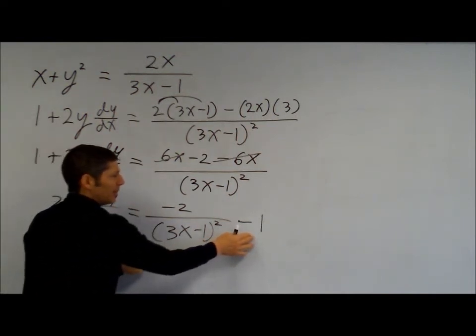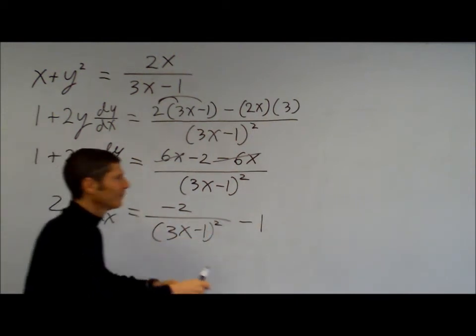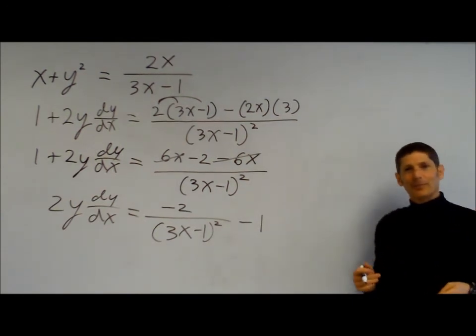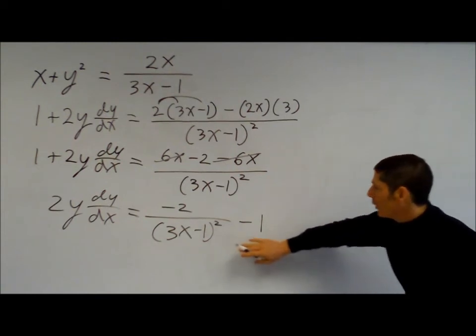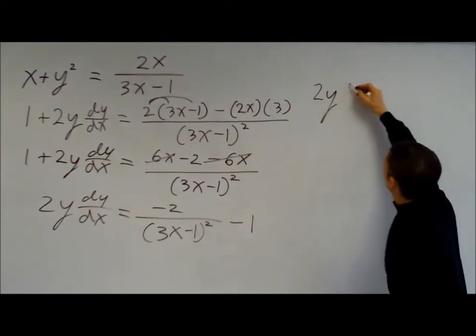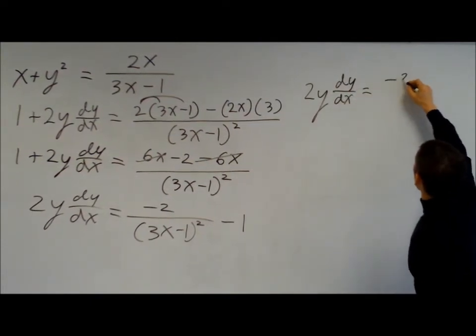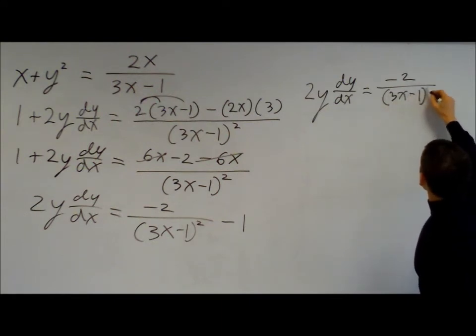But you know what? Maybe I'm going to get a common denominator here. I know what you're saying. That's what I was thinking too. We're thinking the same thing. So this is -1, but really, if I put it over the same denominator, let me rewrite what I have. dy/dx equals -2 over 3x minus 1 squared.